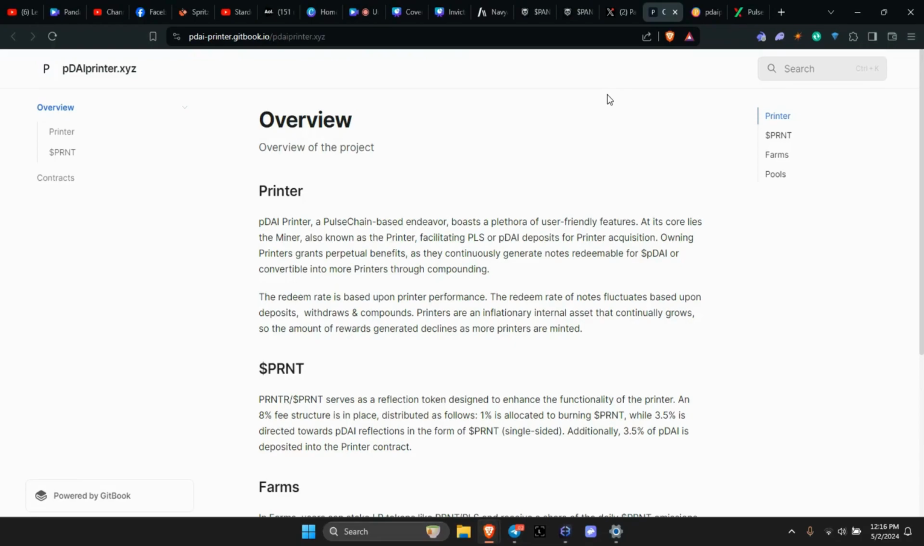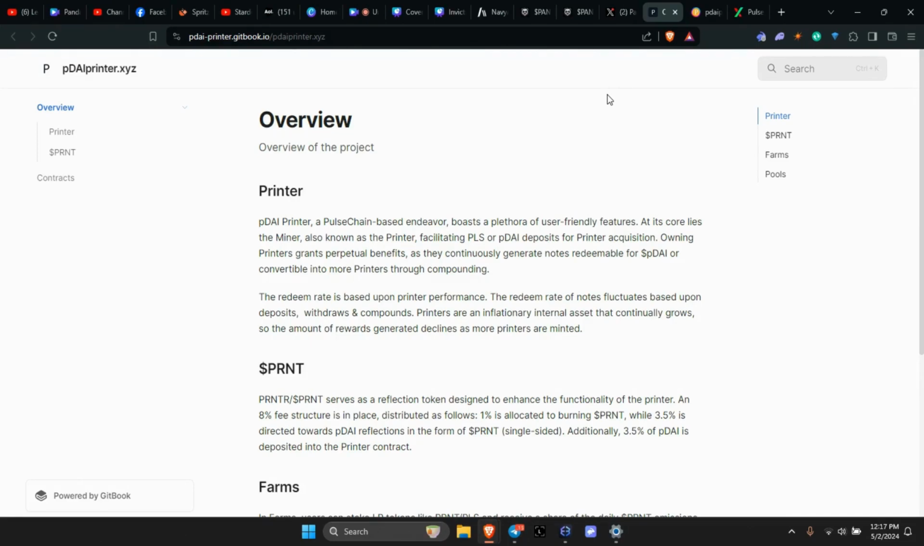We have a new protocol, which is the pDai Printer on Pulse. So what we're going to do, as we normally do, is a quick overview of the white paper. Then we'll go into the UI/website and just take a look at that.